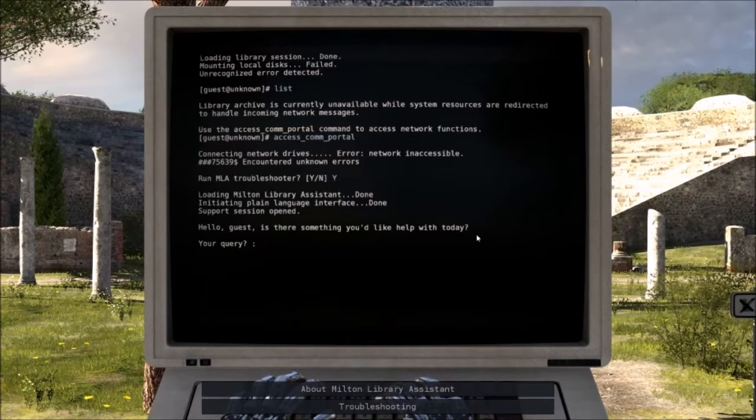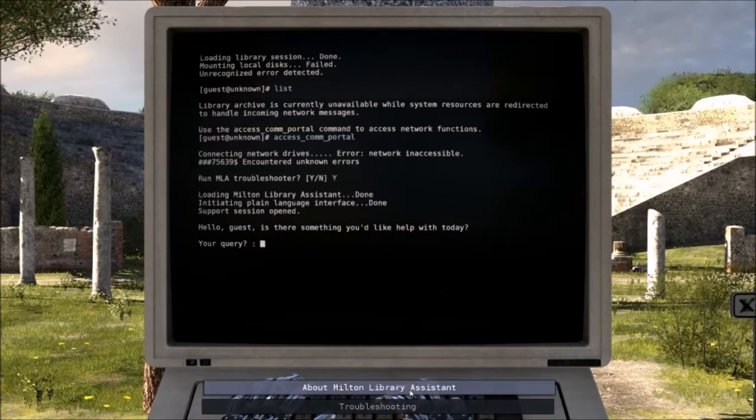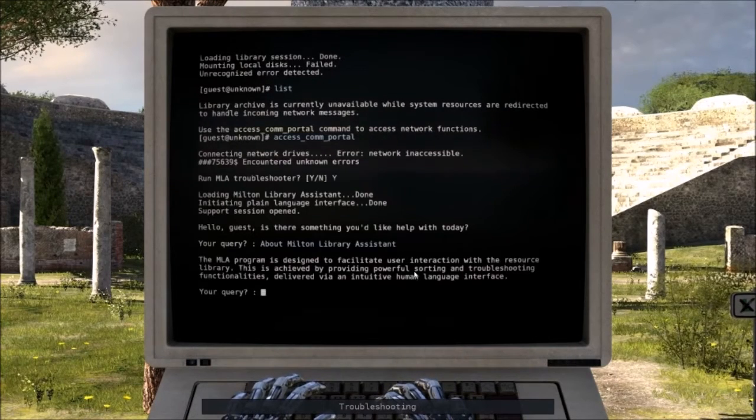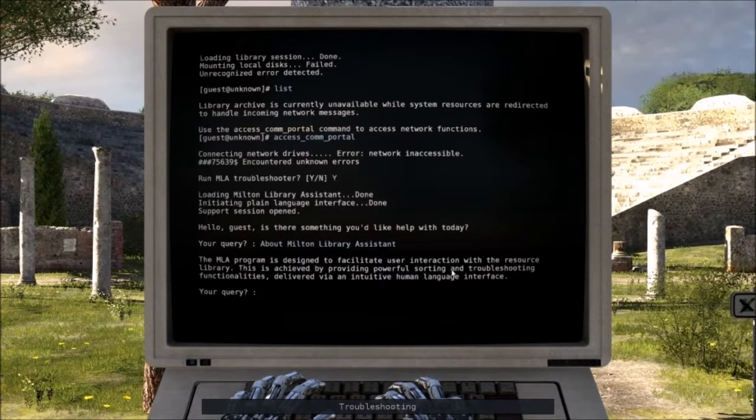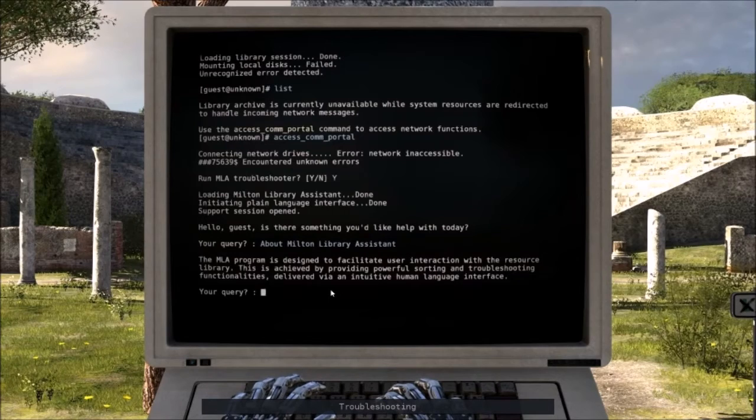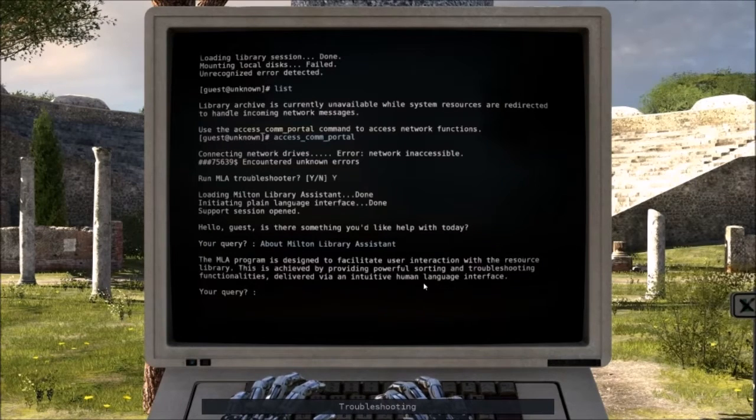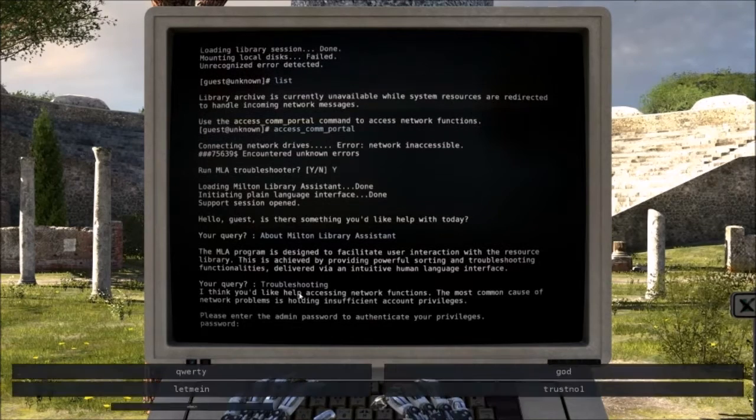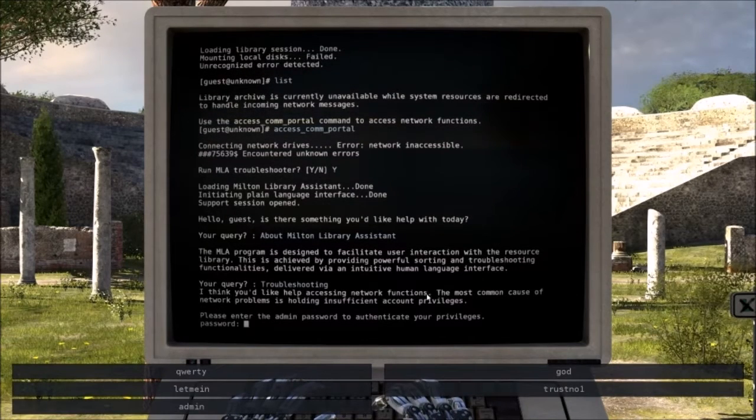Hello, guest. Is there something you'd like help with today? Yes, about Milton Library Assistant. The MLA program is designed to facilitate user interaction with the resource library. This is achieved by providing powerful sorting and troubleshooting functionalities, delivered via an intuitive human language interface. Okay, what about troubleshooting? I think you'd like help assessing network functions. The most common cause of network problems is holding insufficient account privileges.